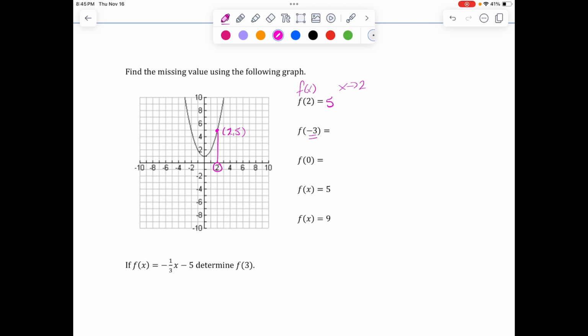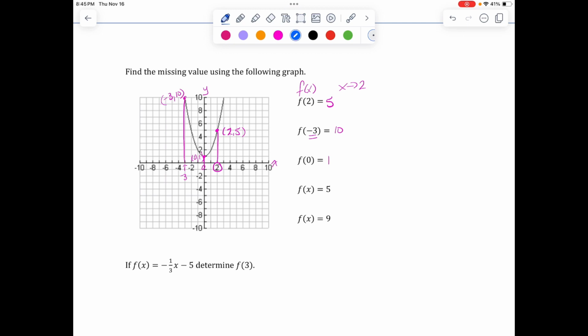f of -3, I find -3, which is right there on my x-axis. This is, of course, x, and this is y. And I go up, up, up, up, up. When x is -3, y is 10. f of 0, here's my 0. When x is 0, y is 1.